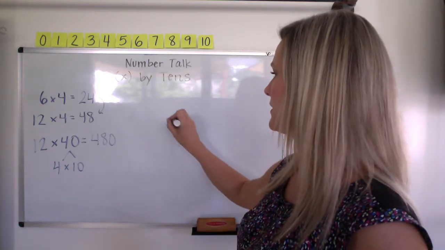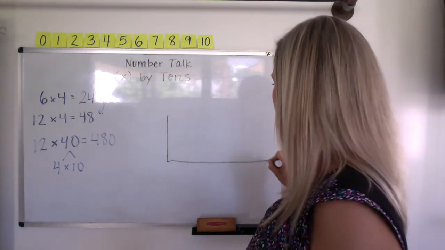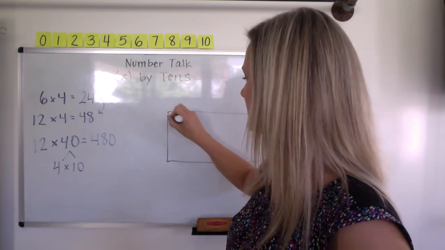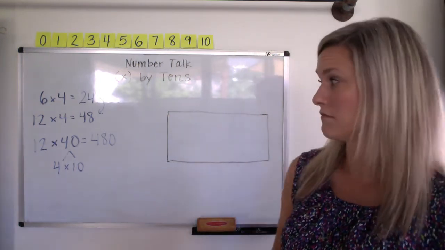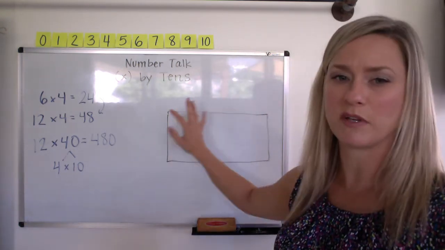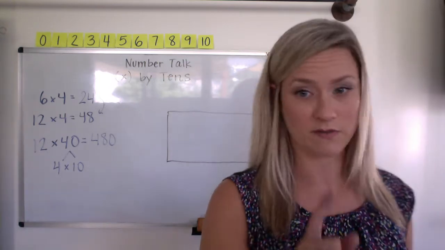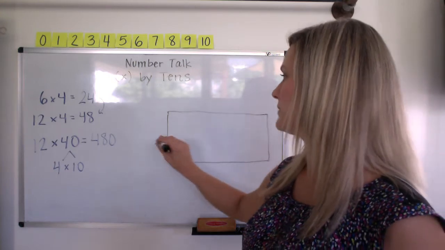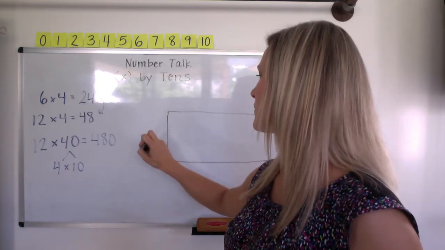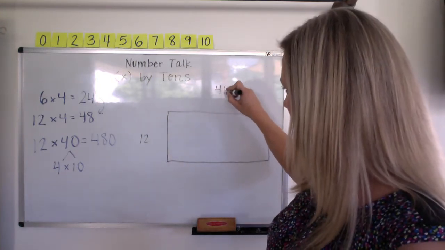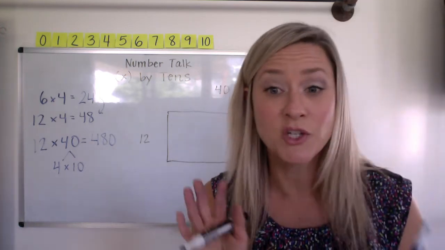I'm going to take a guess that some of you probably did an area model in your mind. So maybe you did this kind of thing. I don't know. So which one would be 12 and which one would be 40? So this one's the shorter side, so that one has to be 12, right? And this one has to be 40. So 12, 40. So you can get crafty, right?